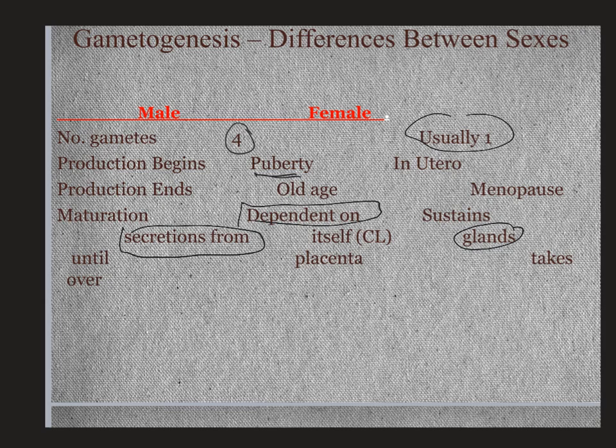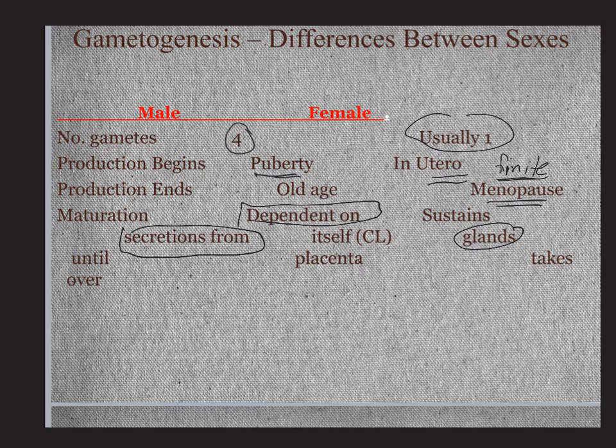Females are going to be a little bit different. Look at their production. It begins in utero. So you are born with all the eggs that you will have through your entire lifetime. You are not an on-demand system. You are a finite system. So you have a finite number of eggs. When does production end? Well, once all those eggs are gone, you enter into menopause.